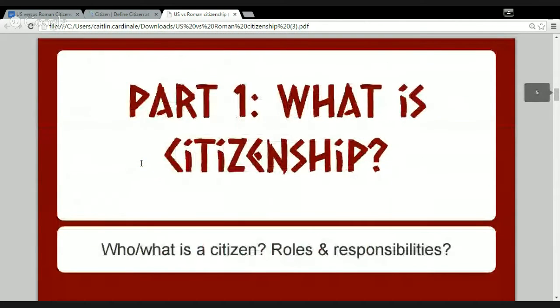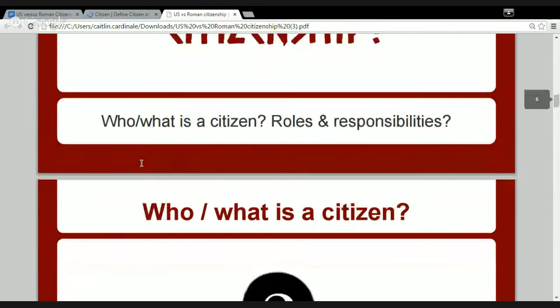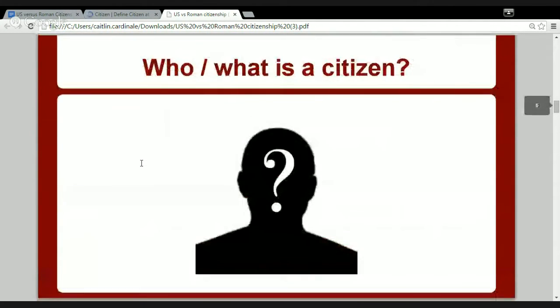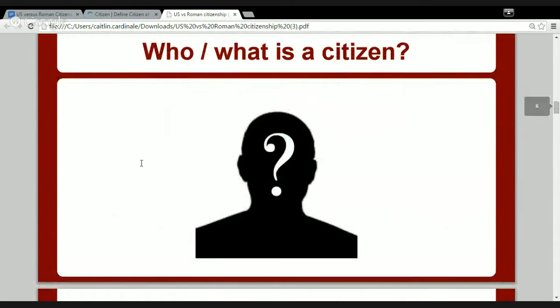The first part is, well, what is citizenship? We really can't talk about the roles and responsibilities of citizens in the U.S. or in ancient Rome unless we know what citizenship is. So the first question on your sheet is to define who or what a citizen is. Definitions need to go in our own words. First of all, it's going to help us remember what it means. And second of all, if it's not in our own words, it is considered plagiarism.